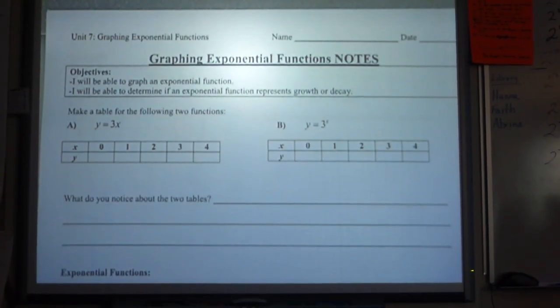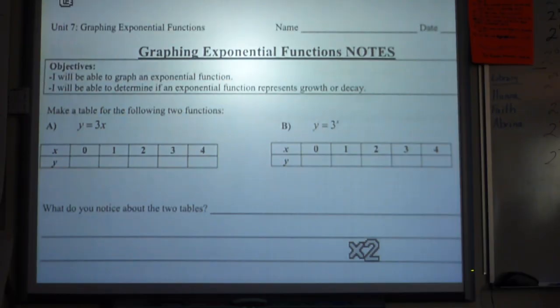Today we're looking at graphing exponential functions. Our learning targets today are that we will be able to graph an exponential function and that we will be able to determine if an exponential function represents exponential growth or exponential decay.